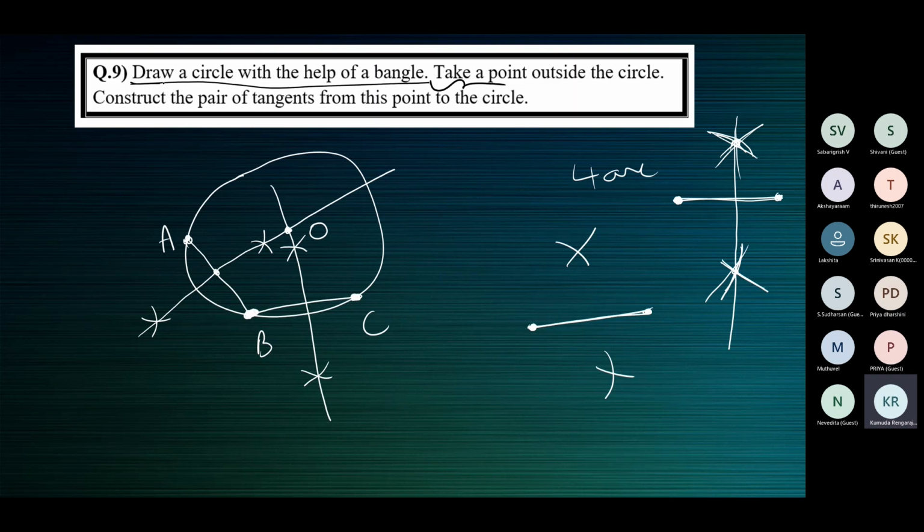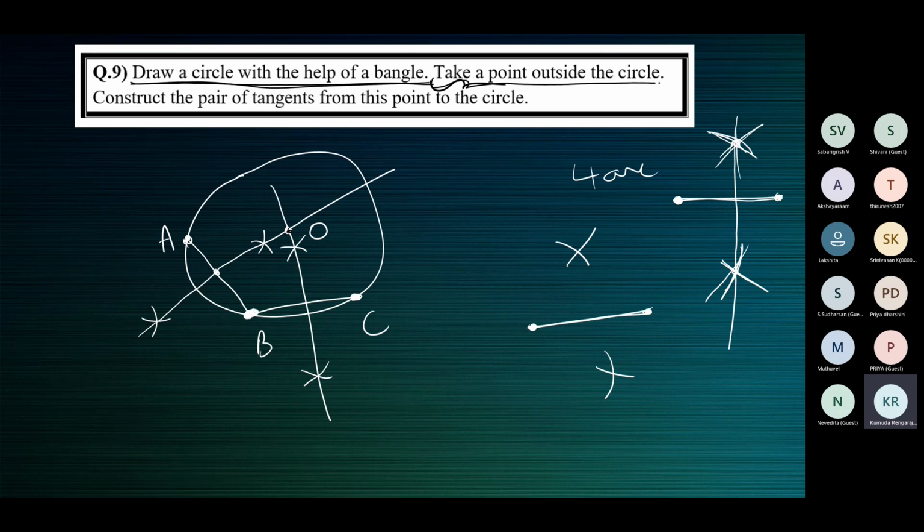So what have we done so far? We drew a circle with the help of a bangle. Then we did not know the center of the circle, so using a particular procedure, we identified the center of the circle. So now we know the center of the circle. This is the point O. Now read the instruction ahead.